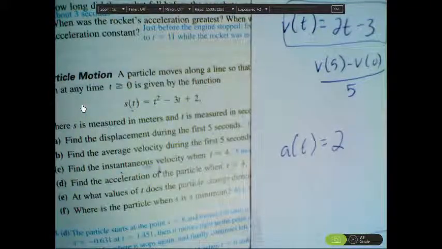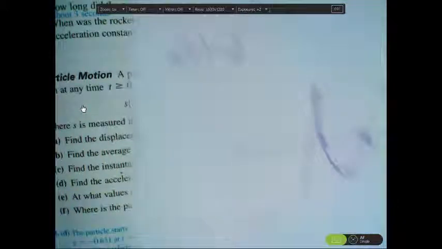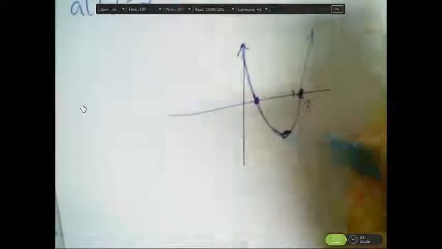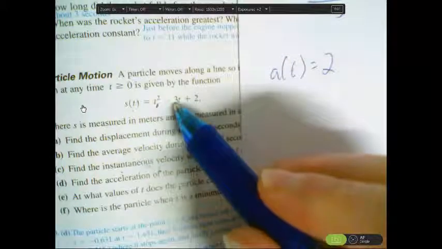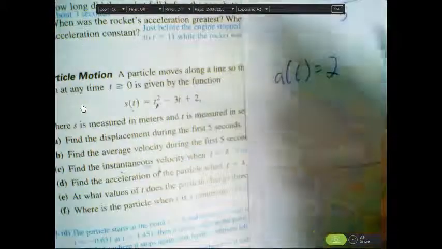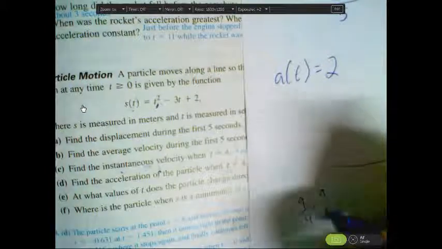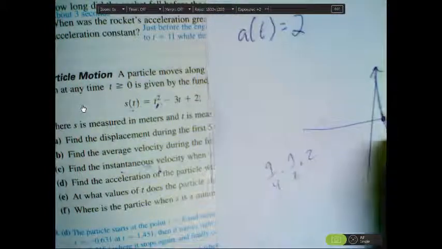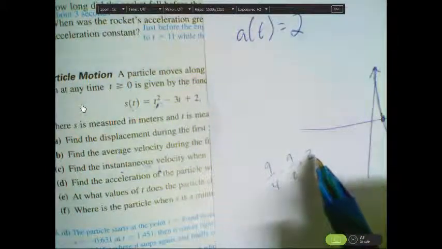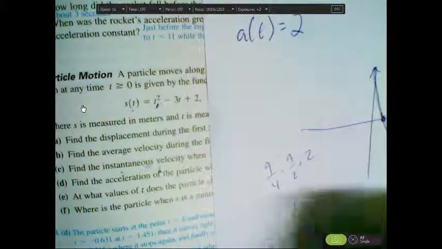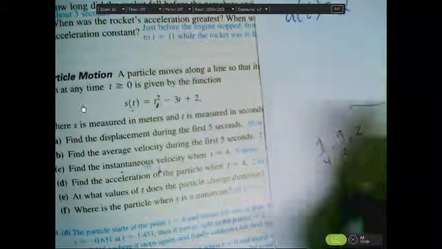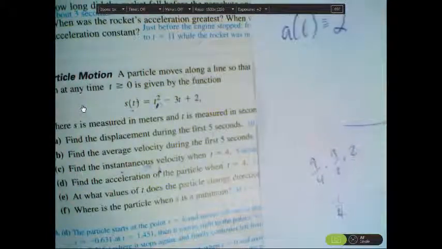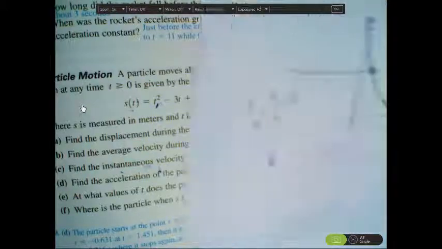Where is the particle when s is a minimum? So when t is 3/2, where is s? You have to plug in 3/2 for your time. So you get 9/4 minus 9/2 plus 2. I don't have a calculator right now. 9 minus 18 is negative 9 plus 8. It looks like it would be negative 1/2, or negative 1/4. Oh yeah, that makes sense. Negative 1/4. Okay, I hope that makes sense.